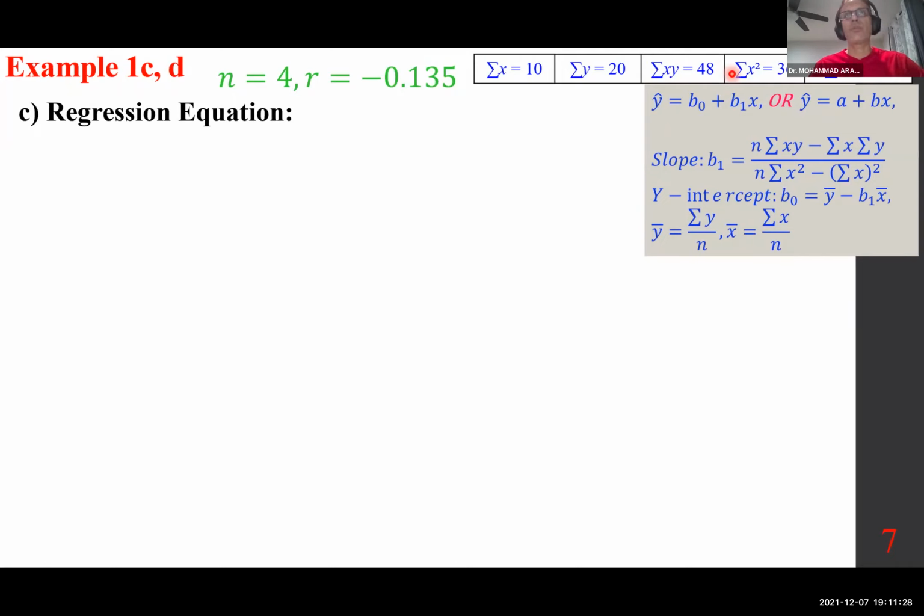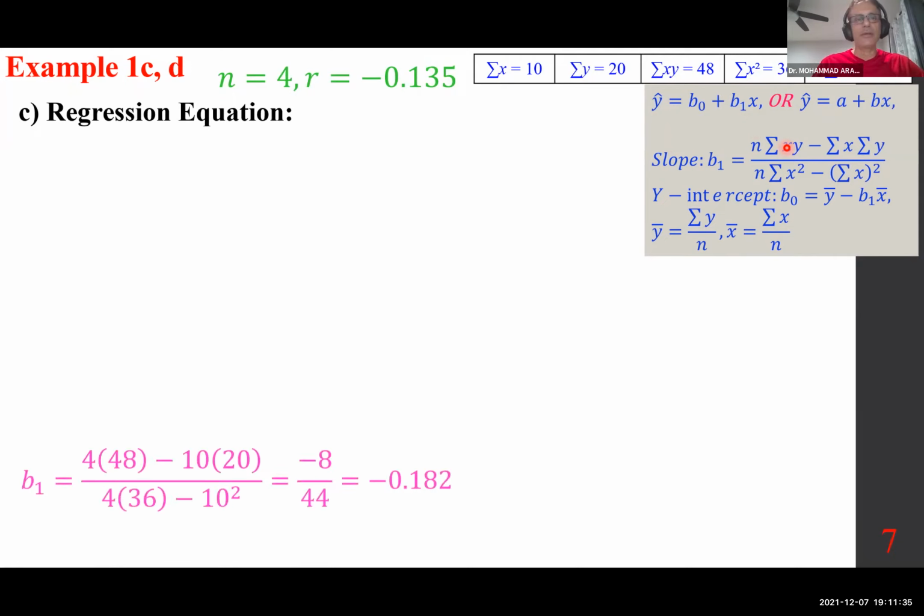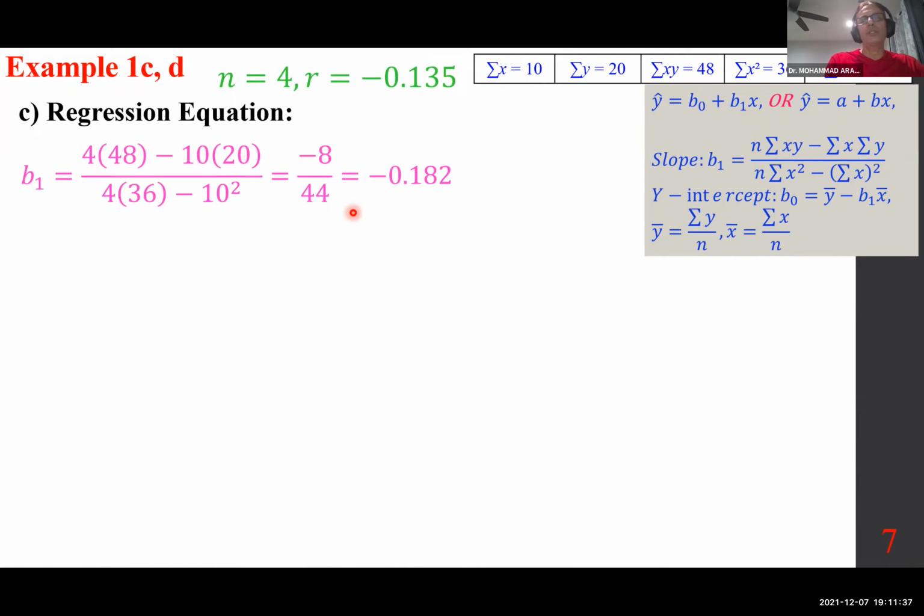Since we had a small data set, let's do it by hand. So we're going to put this into b1. All of this we have, and we put it into b1. N is 4, summation of xy is 48, minus summation of x times summation of y, 10 times 20. That's the numerator. N times summation of x squared, that means 4 times 36, minus summation of x, which is 10, squared. Simplify, you come up with this answer.